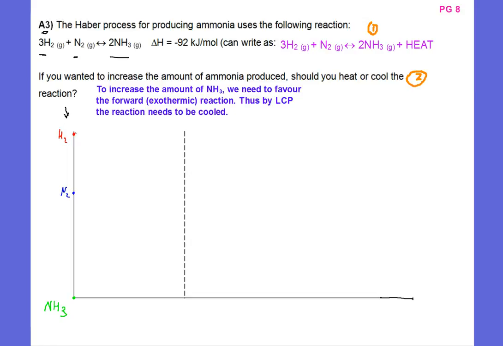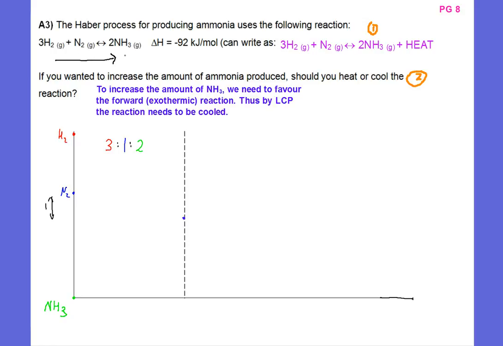So all you need to do is just arbitrarily choose 3 points on your graph. Obviously ammonia will start off at 0 because it hasn't been produced yet. Hydrogen will be higher than nitrogen because that's where we're starting from. It's our starting points. The next thing you do is realize it's a 3 to 1 to 2 ratio. For every 3 hydrogens that react, 1 nitrogen will react and 2 ammonias will be produced. This dotted line here represents the first equilibrium. So what you do is think, okay, I know the reaction is going to start. I'm starting off with all hydrogen and nitrogen.